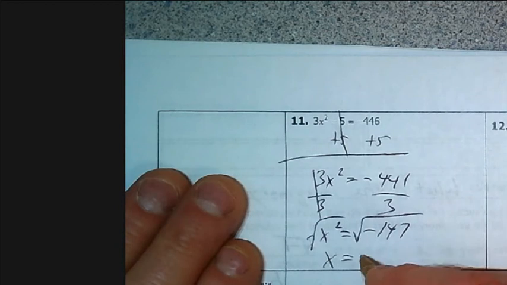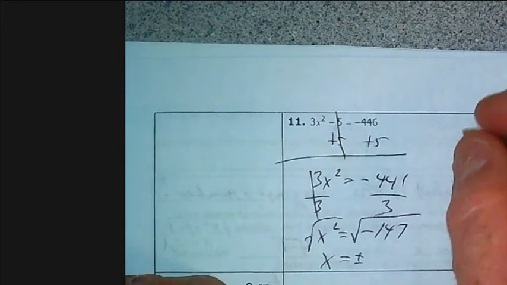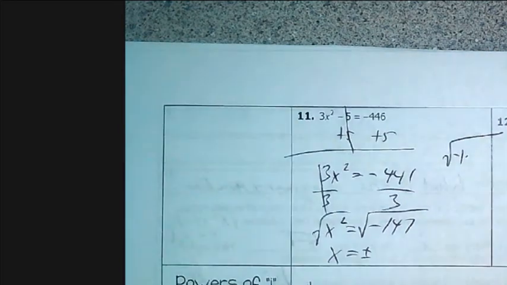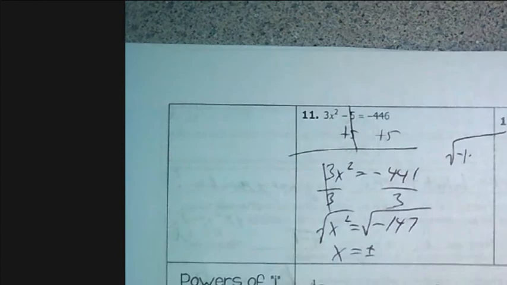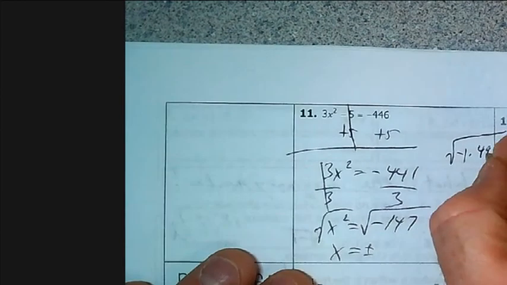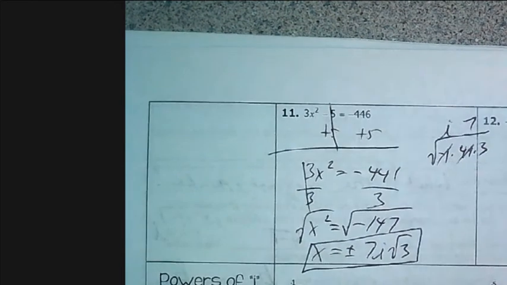Okay, so let's think a minute what the factors of -147 are that we would need to use. So I would start by dividing it. It's not divisible by 2, so 3 times 49. 3 and 49. So, root of -1 is i, root of 49 is 7, so 7i root 3. 7i root 3. Alright, number 12, add 1 to both sides.